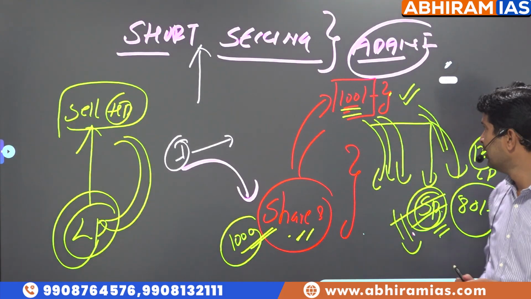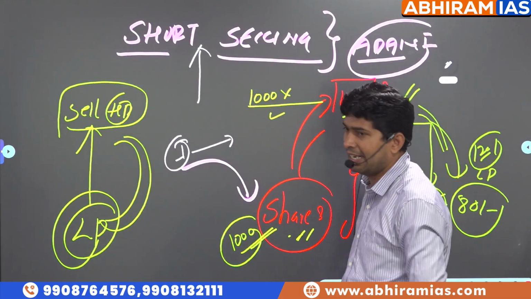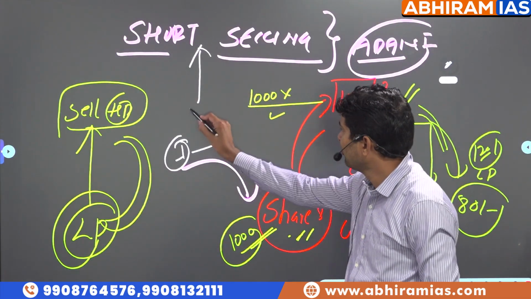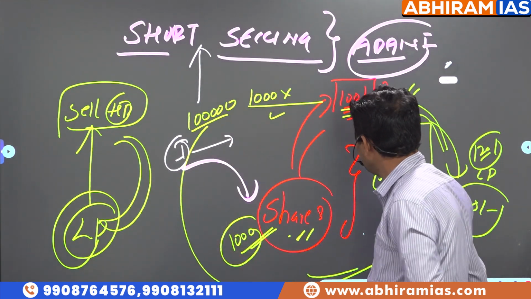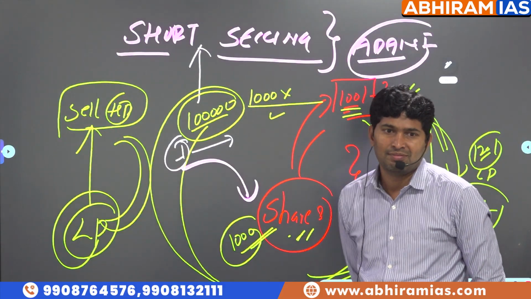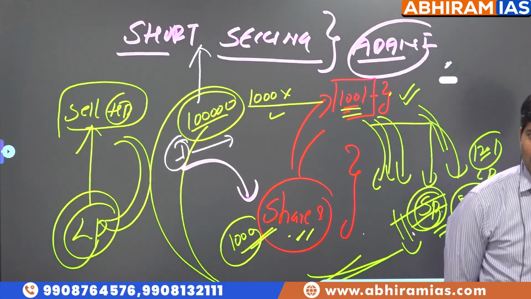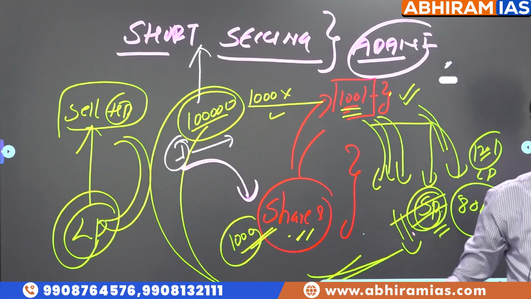How, sir? Suppose I borrowed 1,000 shares of my friend, this much money I'll get. When share prices decrease, if I buy them, I will get more number of shares for the same money, because I sold at higher price. Later when share price is decreasing, I am buying at lower price.